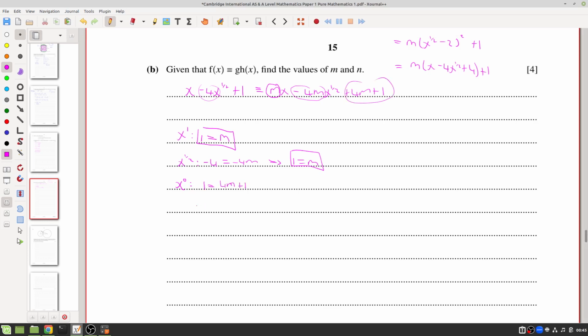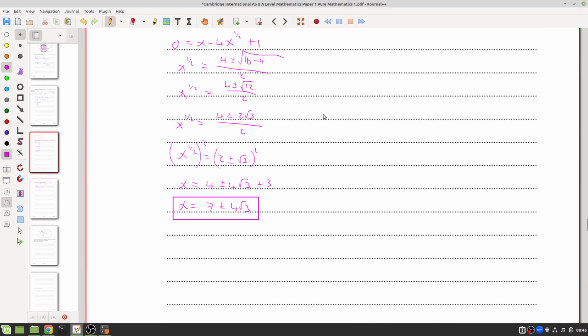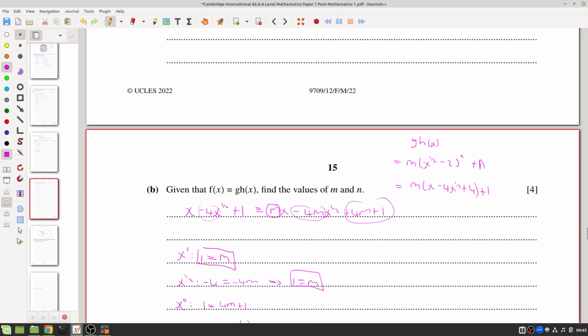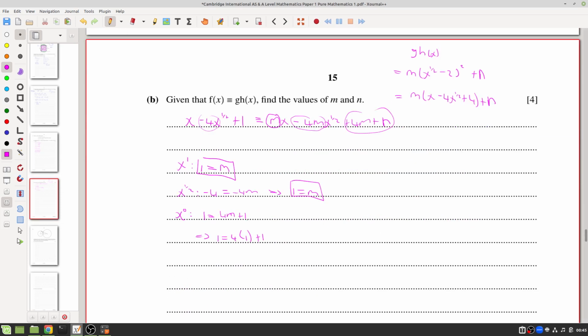4m plus 1. So this implies that 1 is equal to 4 times m, but m is 1 plus... Wait, what? Where's... I missed this. Oh, plus n. My bad, that's an n. So this is an n, and this is an n. Okay, then 1 minus 4 is negative 3 equals n. And there we go. We have m and n solved. So m is 1, n is negative 3.